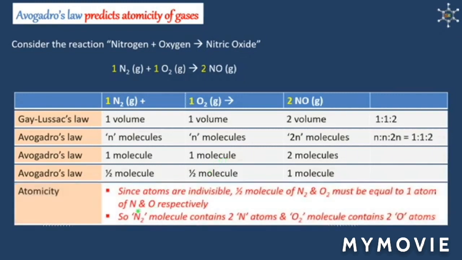To put it together, since atoms are indivisible, half a molecule of nitrogen and oxygen must be equal to 1 atom of nitrogen and oxygen respectively. So, a nitrogen molecule contains 2 nitrogen atoms and an oxygen molecule contains 2 oxygen atoms. So, we have proved the atomicity of nitrogen and oxygen molecules.